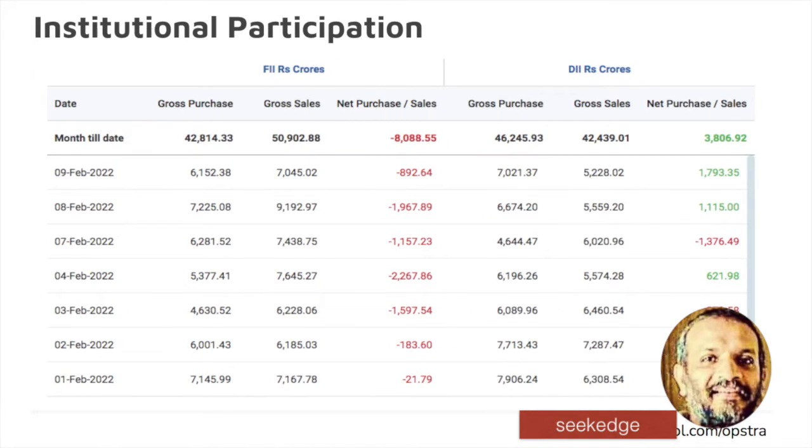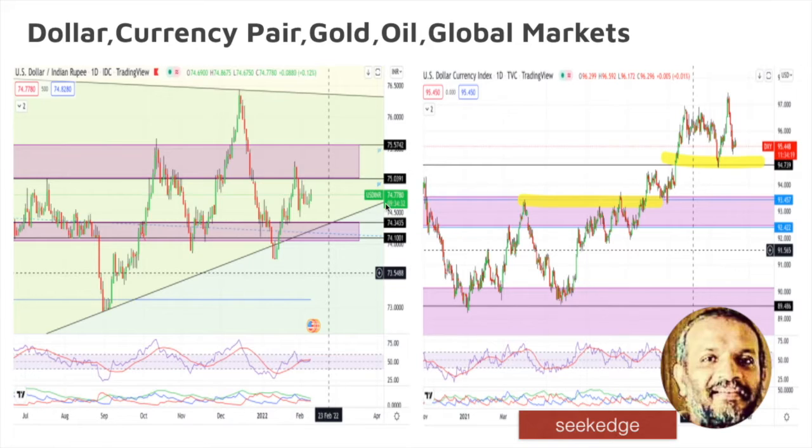Institutional participation is interesting. Very small selling by FI, not very small, but small selling, and the DIs who had turned bearish have gone to buying mode again. Now the currency, the US dollar currency index, is consolidating. It has cooled off quite a bit, and USD INR also seems to be consolidating, but there is a strengthening and the rupee is weakening. Its momentum is slow, but right.